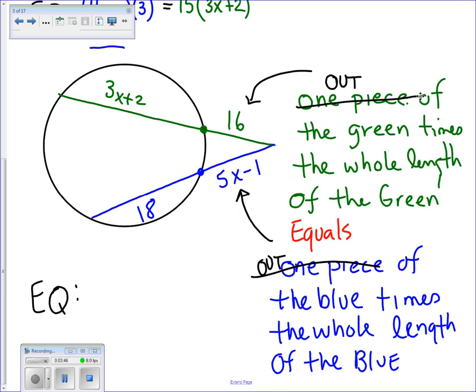See if you can put me on pause for a second and write that, a little bit more challenging equation, but see if you can do it. So the outside piece of the green times the whole length of the green is equal to the outside piece of the blue times the whole thing of the blue. Now remember, in Unit 1, we talked about adding segments together to get longer segments. I don't need you to solve anything. I just need you to write it. Go ahead.